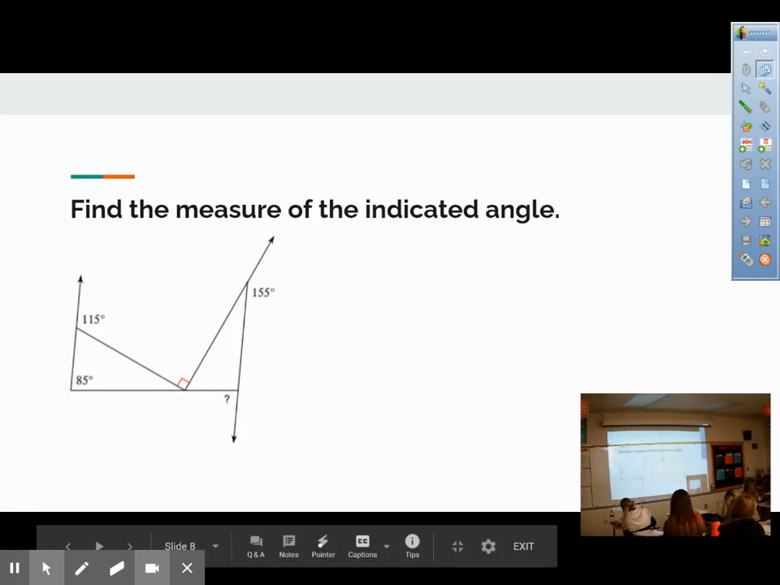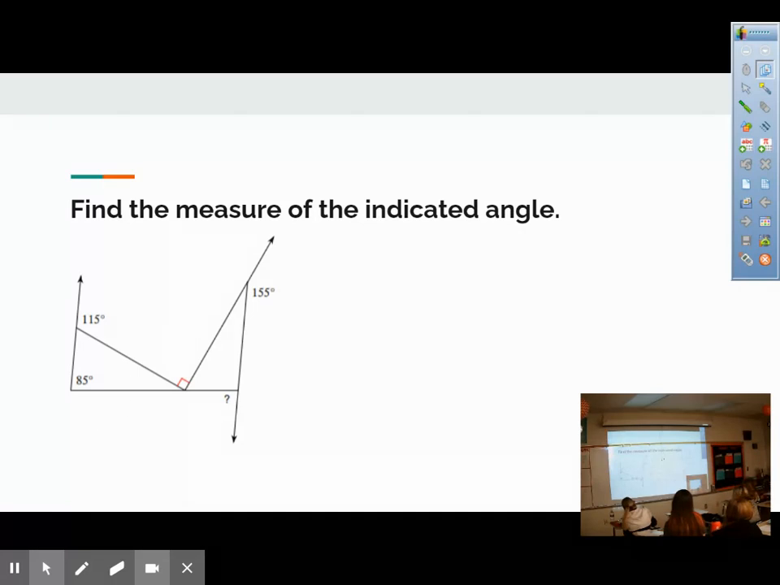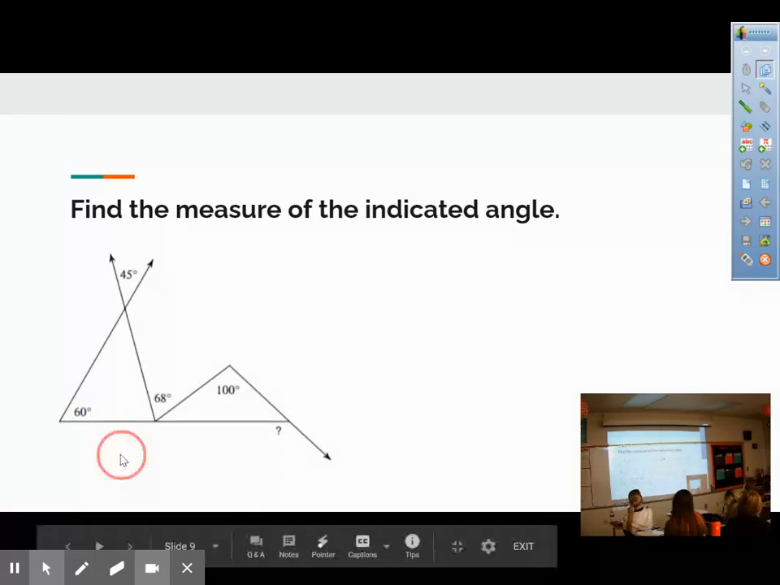What's the next one again? 6.1 is using triangle sum theorem and exterior angles. 6.2 is triangle congruence, like congruent polygons. Oh, it's like finding the angles by using congruency. Alright, no, we'll skip that one.